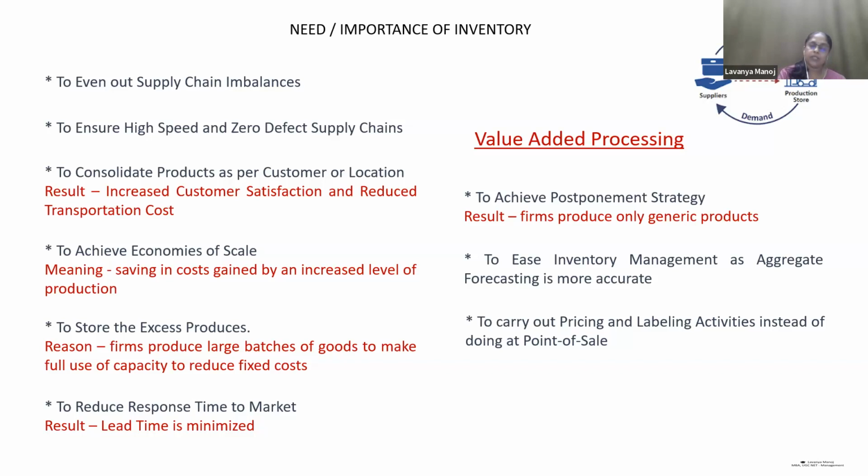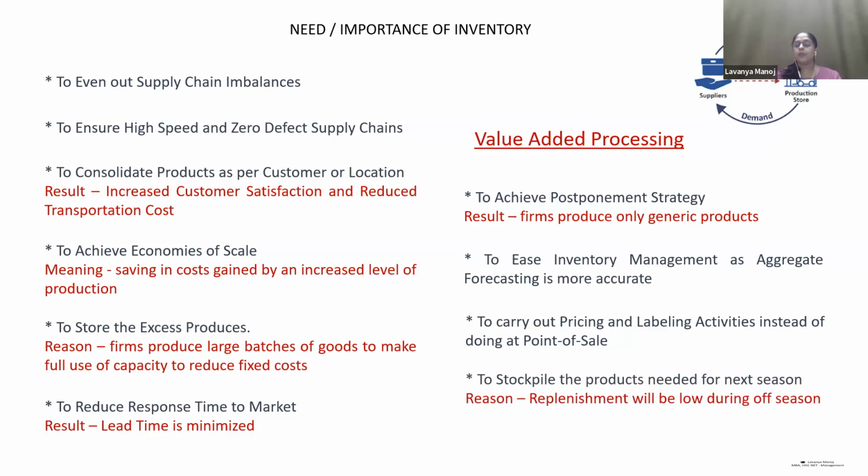So for these reasons, we need inventory flow to stockpile the products needed for the next season. We cannot say what the customers will demand, how much the customers will demand, how long the demand will last in the market, or when it is going to change. Nobody can predict it. So it's better to stockpile the product in the inventory flow. For these reasons, we need the inventory, that is the storage unit, with the required units of inventory readily available.